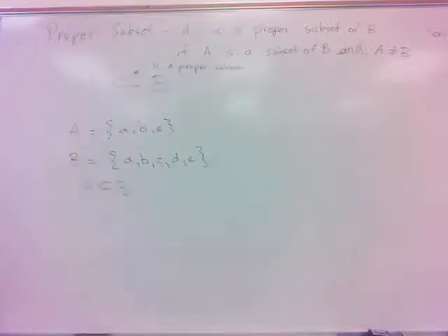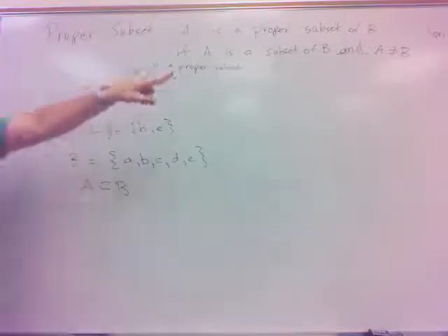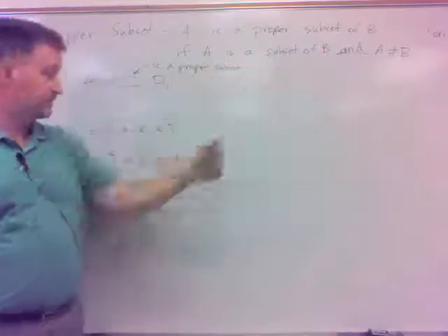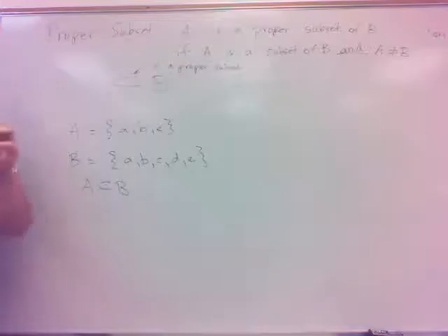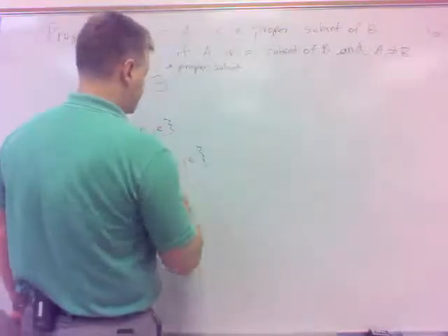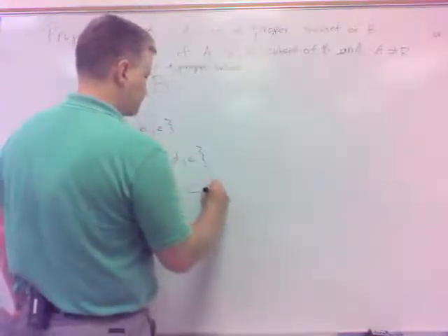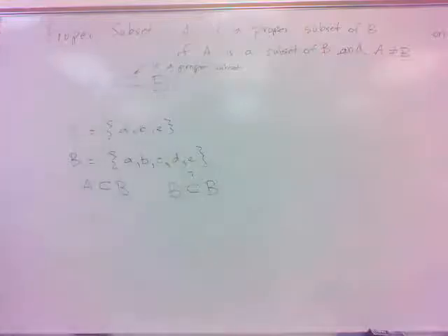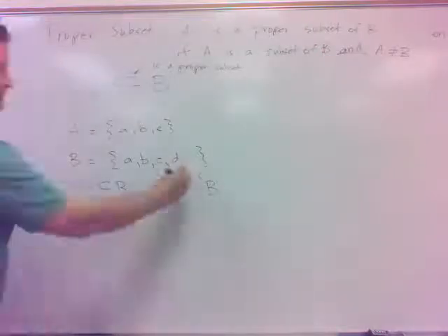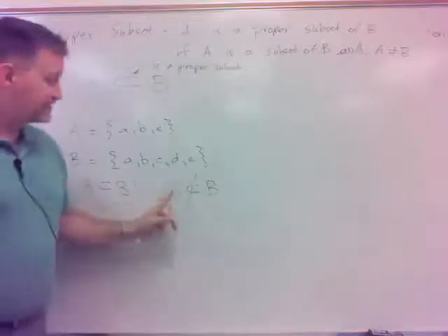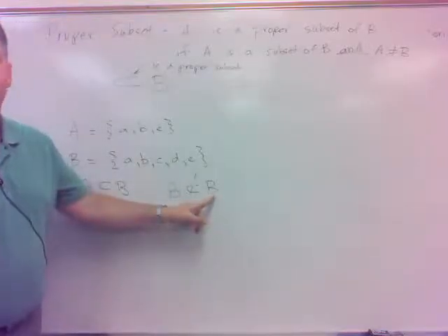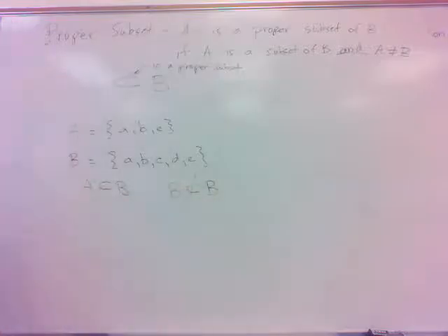Because, how do I know that? A is a subset, and the only other restriction is A is not equal to B. Is A equal to B? No. A is not equal to B, so it is a proper subset. So a proper subset just means it's not equal to. What about that? Is B a proper subset of B? No. Why not? Because it's equal. To be a proper subset, this has to not equal that. Well, obviously this equals that. So it's not a proper subset.